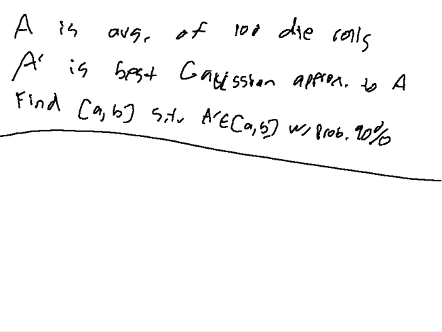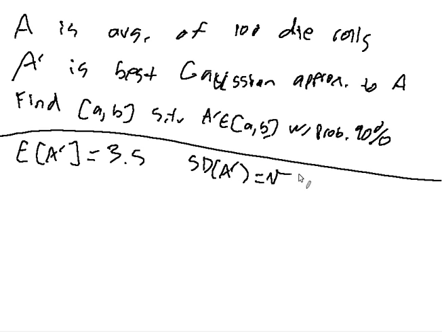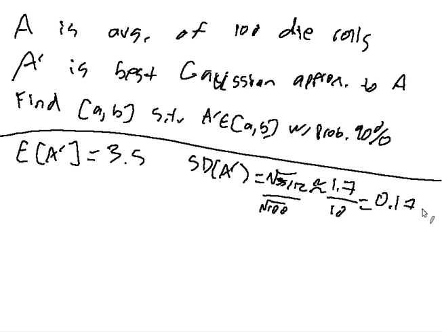Well, in order to do this, let's first find out some pertinent information about A prime. Recall, as we saw in part 1, the expected value of A prime is going to be the expected value of a single die roll, which is 3.5, halfway between 1 and 6. And the standard deviation of A prime is going to be the standard deviation of a single die roll, which is square root of 35 over 12, or approximately 1.7, divided by the square root of the number of die rolls, which in our case is square root of 100, or 10. So that gives us a standard deviation of approximately 0.17. What do we do next?